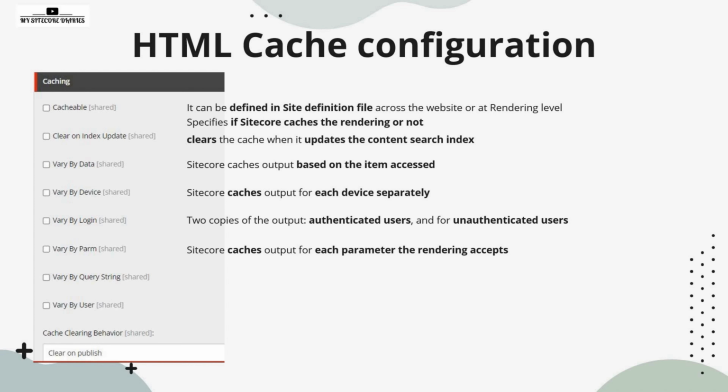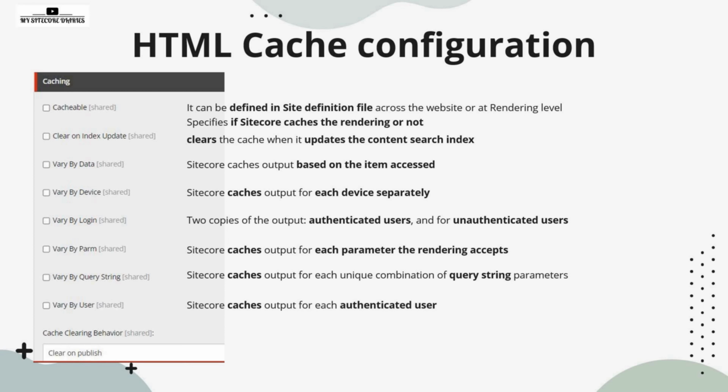Vary by Parameters. Sitecore caches output for each parameter the rendering expects. So depending on the parameter, it will cache the output. Vary by Query String. Sitecore caches output for each unique combination of query string parameters. So depending on the query parameter, if you want to change the cache, then you have to select this checkbox. Vary by User. Sitecore caches output for each authenticated user. So depending on the authenticated user, if you want to change the cache, then you can select this.